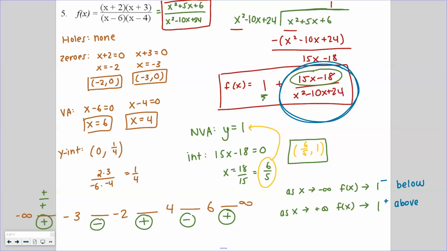Okay. Well, what if there's no remainder? If there is no remainder, that's great, right? Then there's no intersection point. I'm not going to give you an example where there's no remainder because then it's an easier function to graph.